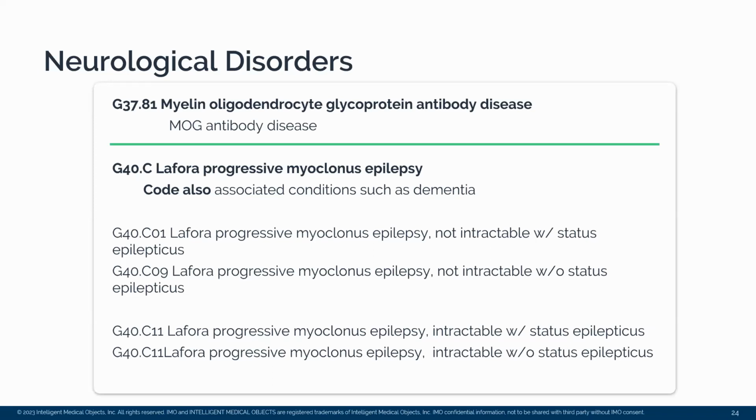So the symptoms of this disorder appear in late childhood or adolescence, and you can see that those codes are modeled the same way they are for other epilepsies, where we have not intractable and intractable, and we have with and without status epilepticus.